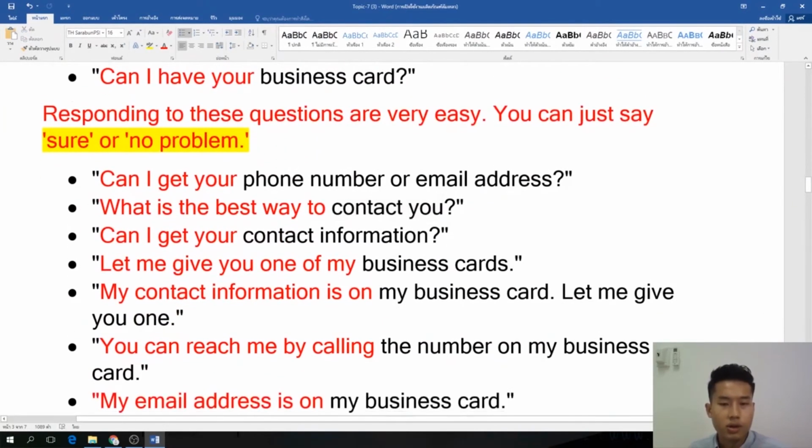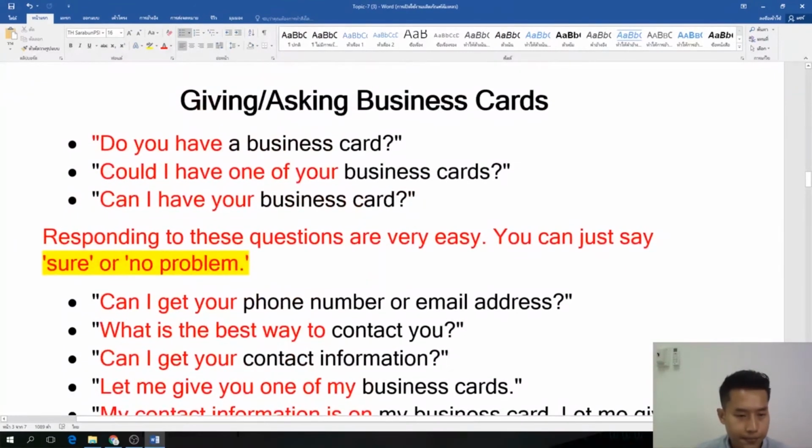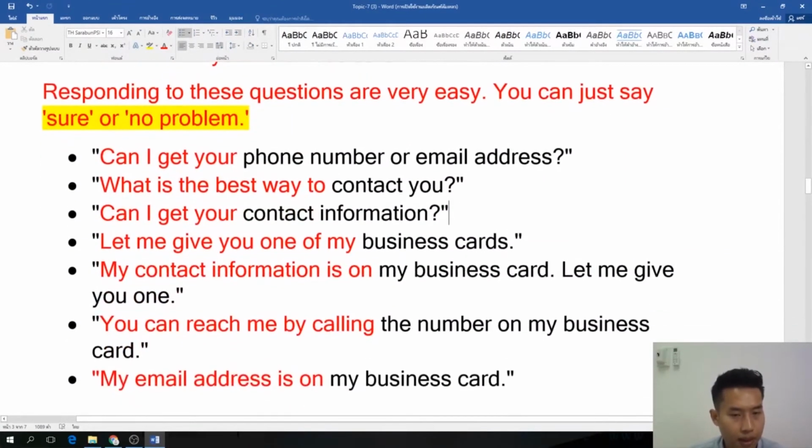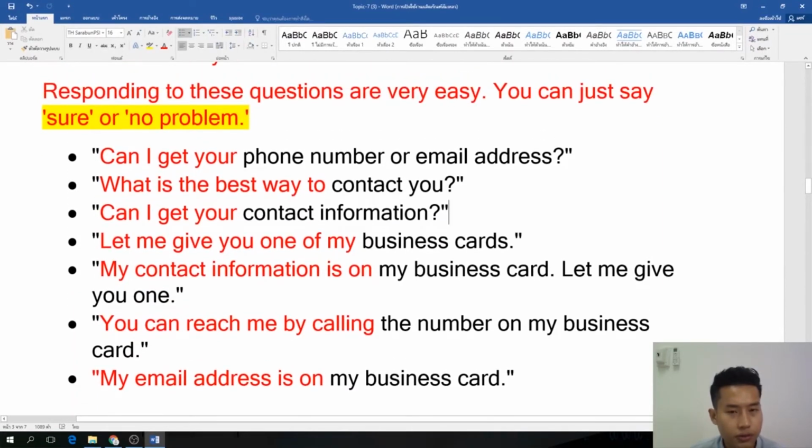Okay, so what I want you to do is try something about how to give this to another person: how to give your email address, how to give your phone number, how to contact another person, and how to give your contact information.